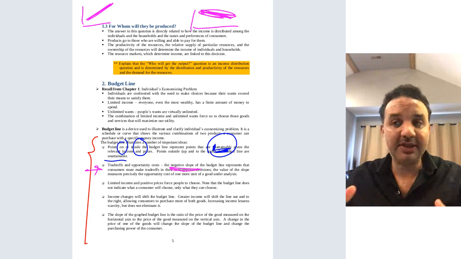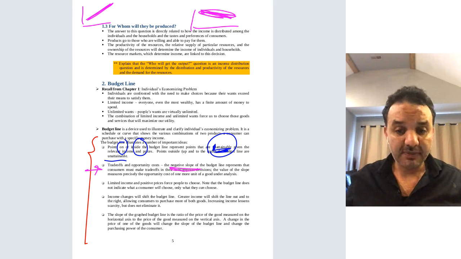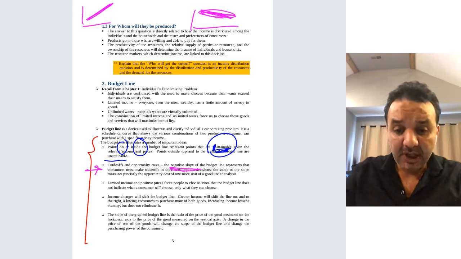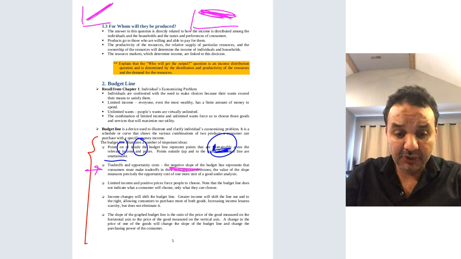You can't get as much as you want of both peanuts and candy. You have to sacrifice, you have to choose. This is the idea of opportunity cost. So the negative slope of the budget line represents that consumers must make trade-offs whenever they make decisions. Limited income and positive prices force people to choose. This is the concept of scarcity or opportunity cost.